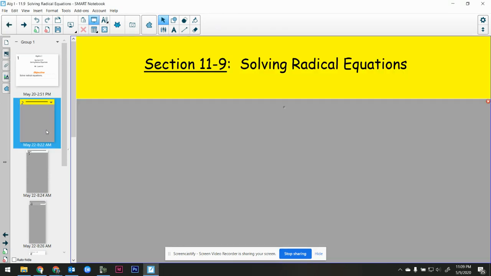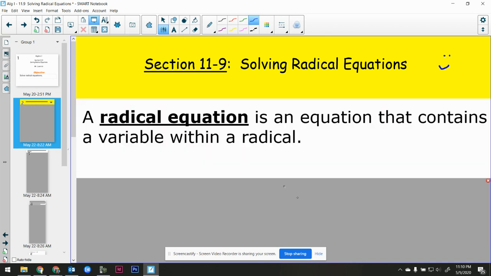Okay, this is the last section out of Algebra 1. Woohoo! Kind of. I know we have a little bit to do next week, but just so you know, the section 11.8, 11.9 quiz that we will have is the last assessment over anything in Algebra 1. All right, so section 11.9, solving radical equations.